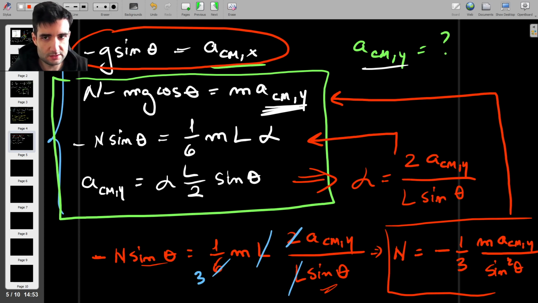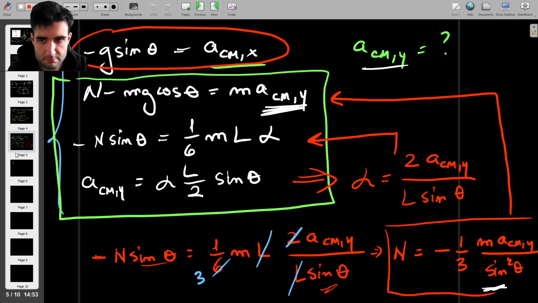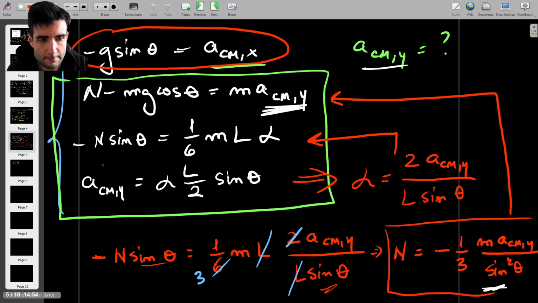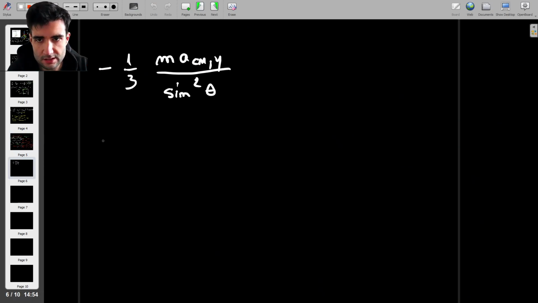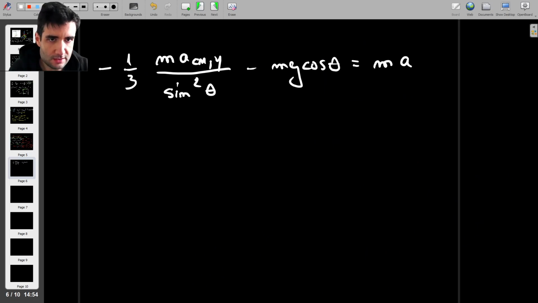Okay, so let's write what n is. So n is this, so that would be minus 1 over 3 m times the acceleration of the center of mass in y over sine squared of theta, and then minus mg cosine of theta, and that is equal to m times the acceleration of the center of mass in y. And I think that's all we need to find this. So this is now one equation with one unknown.